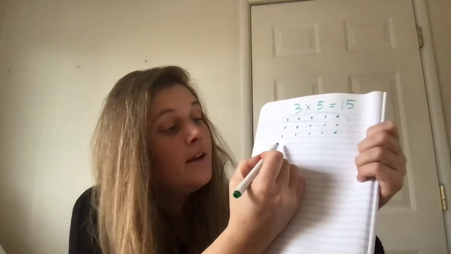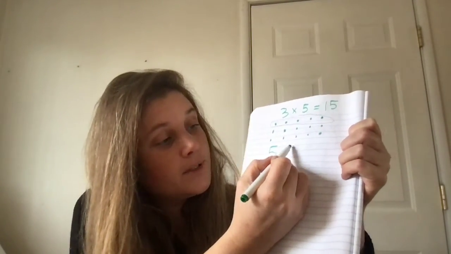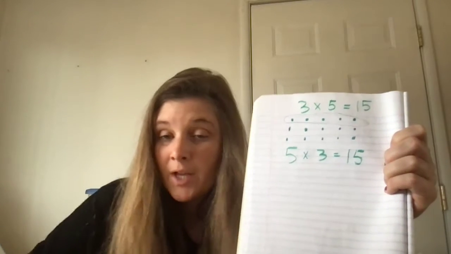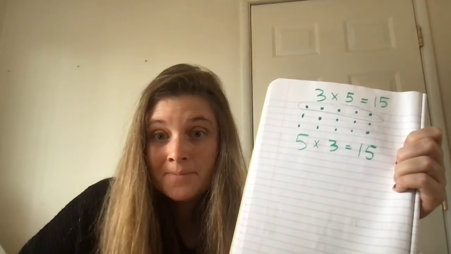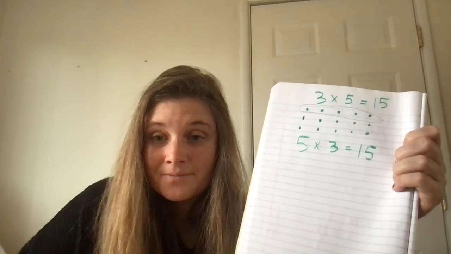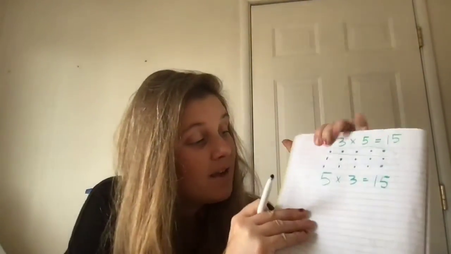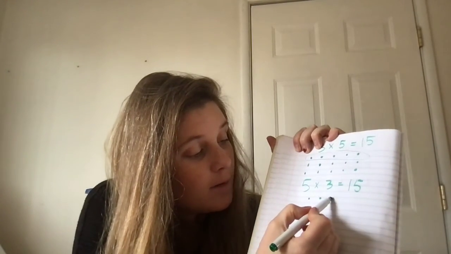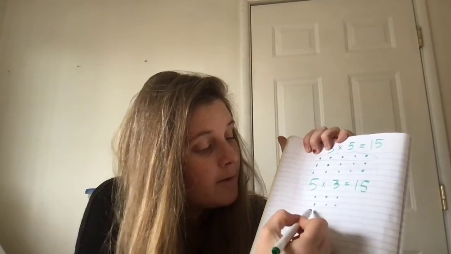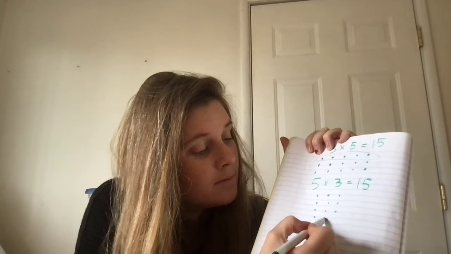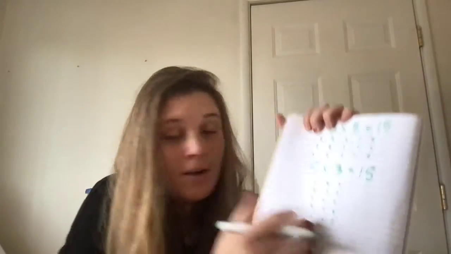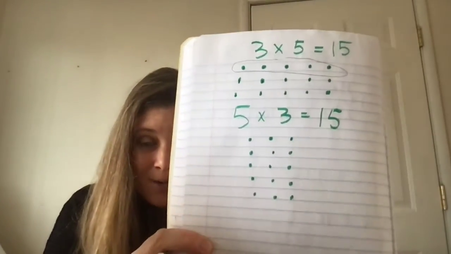Okay, let's flip it. 5 times 3 equals 15. That's saying 5 groups of 3 equals 15. Can you pause me and draw the array? Did you do it? This says 5 groups of 3. Well, I know these are my groups. They're always in rows. 1, 2, 3, 4, 5. 5 groups of 3. There's my array.